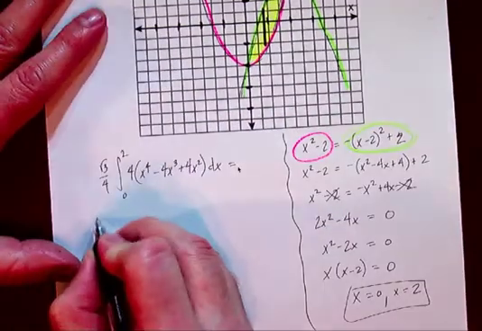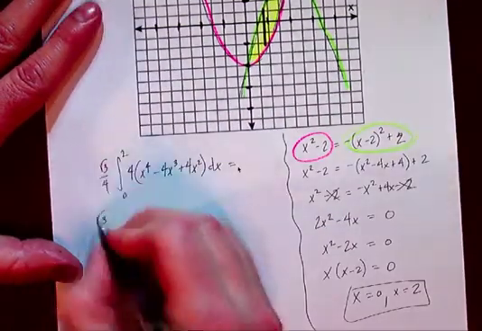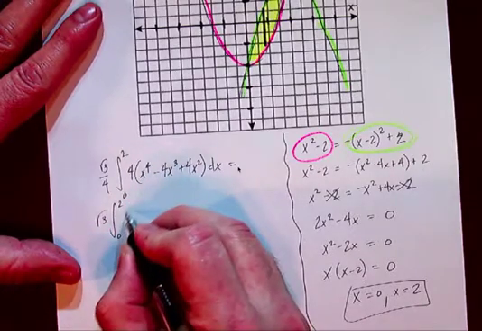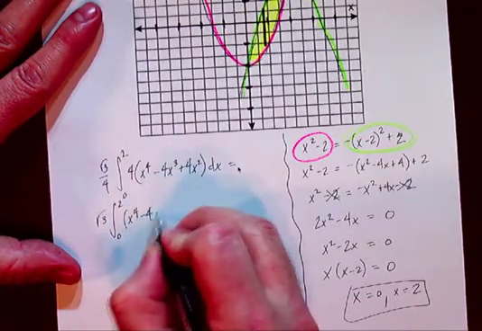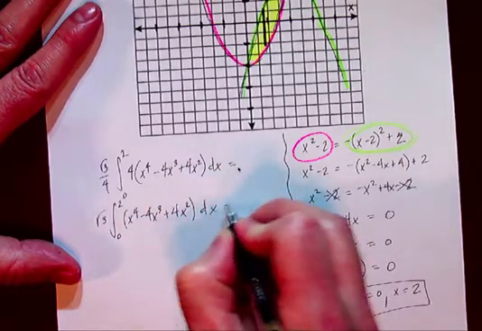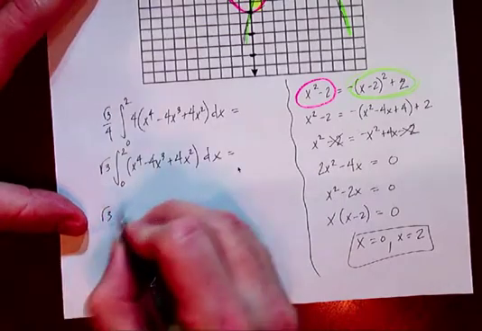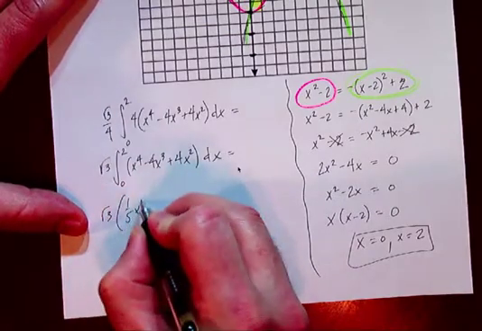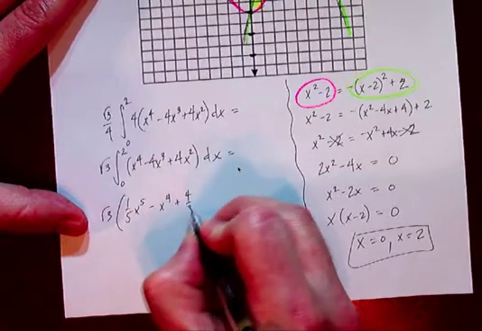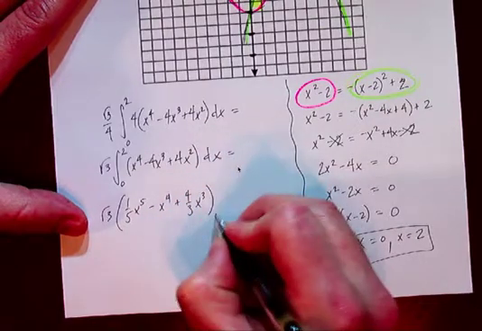That means that when I pull that 4 out, it's going to cancel with the 4 in the denominator right there. I go 2 to 0, and I have the integral of x to the 4th minus 4x cubed plus 4x squared dx. And when I integrate, I'm going to get 1/5 x to the 5th, minus x to the 4th, plus 4/3 x cubed from 0 to 2.